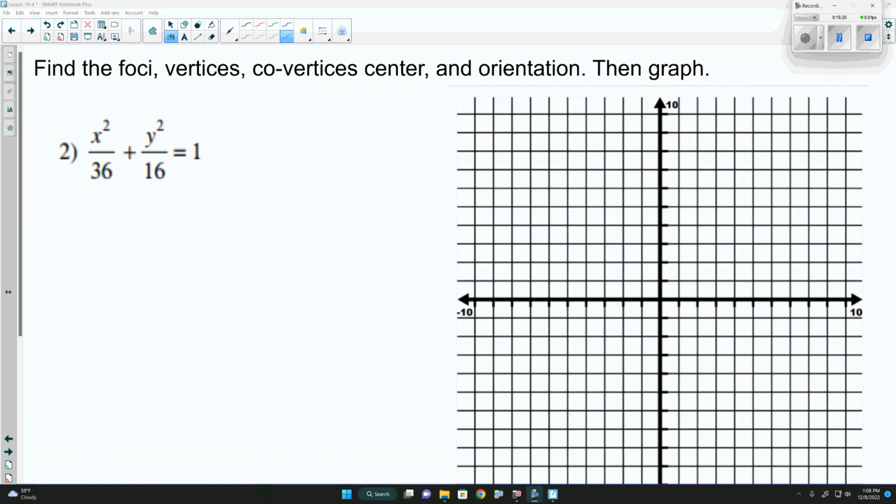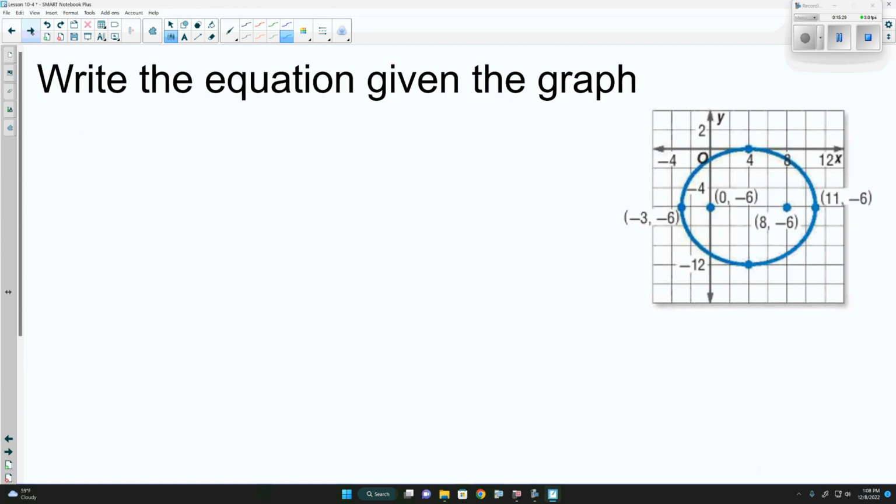Questions on this here? Do we need to see another example with this here? These are kind of nice, as long as we're not having to find the foci.